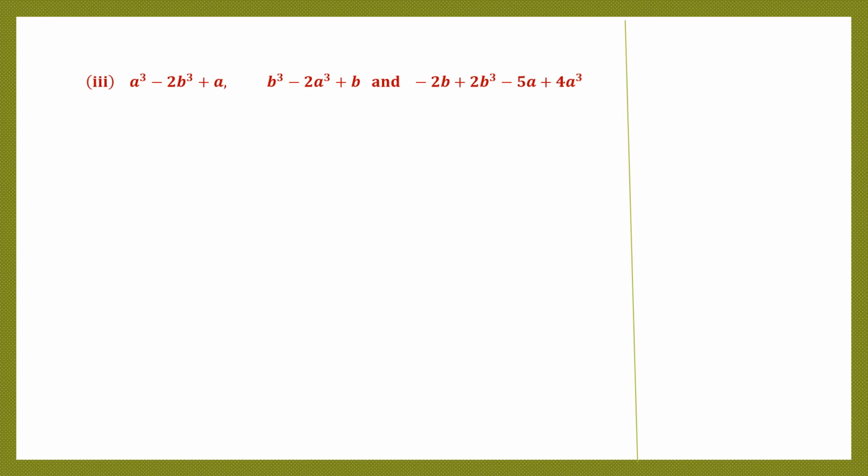Next question. A cubed minus 2b cubed plus a. This is the third set. So a to the power of 3 minus 2b to the power of 3 plus a. The next set, b cubed. So we put it in this column, b cubed minus 2a to the power of 3 plus b. Now we don't have a column for b, so we make a separate column for b. Now the next lot, minus 2b. So we put it under b, minus 2b plus 2b cubed.